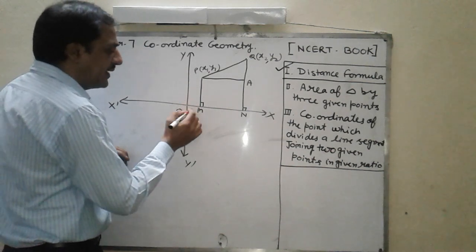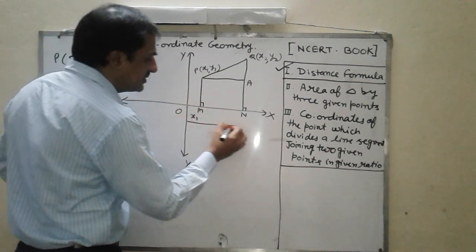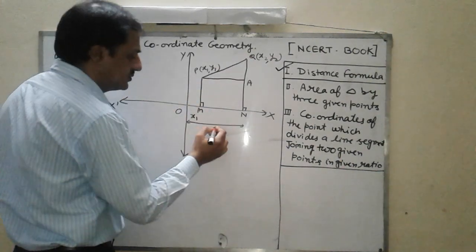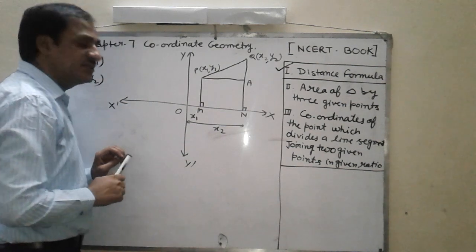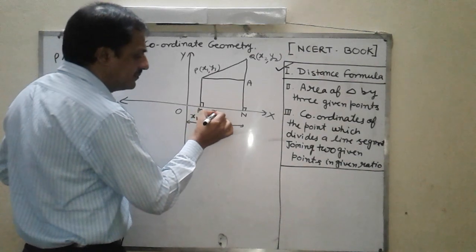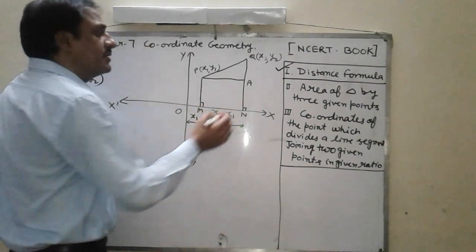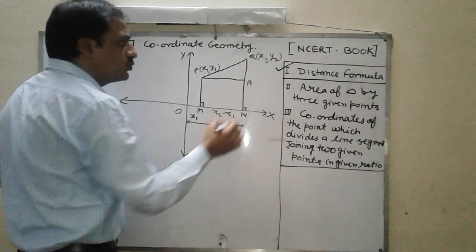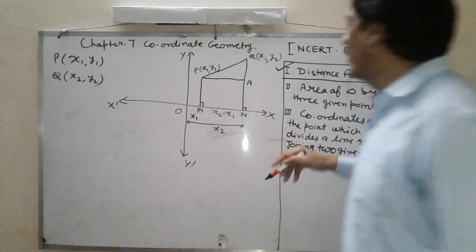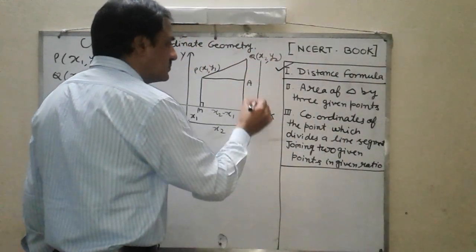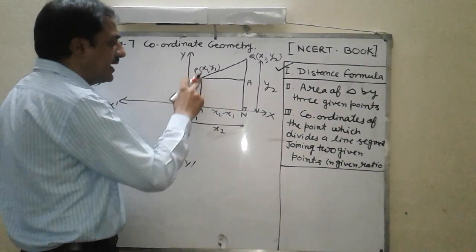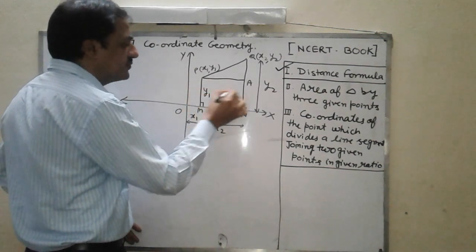Children, the distance between O and M is x1, and the distance between O and N is what? O and N is x2. So can you tell me what will be the distance between M and N? If this is x2 and this is x1, so this will become x2 minus x1. The total distance between Q and N is y2. And what will be the distance between P and M? This is y1.